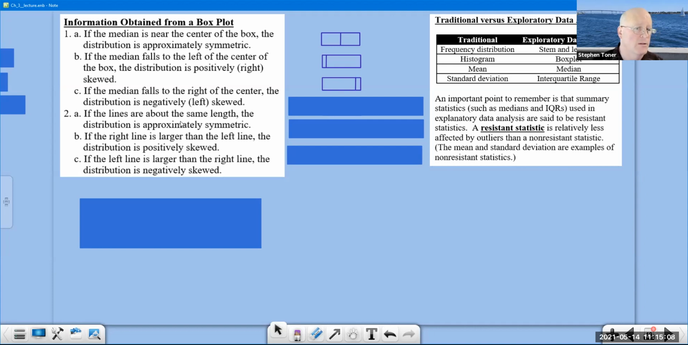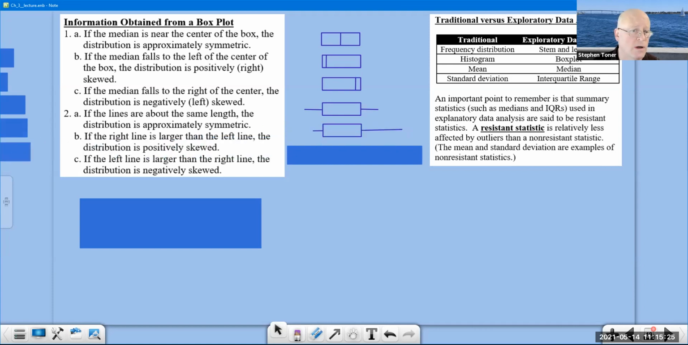Okay, now let's talk about the whiskers. If the lines that we draw are about the same length, then we say the distribution is symmetric. I've got both of these lines about the same length. If we have one whisker larger than the other, so here I've got the right whisker larger, then it is skewed to the right or positively skewed. If my left whisker is larger, then we say it is negatively skewed or skewed to the left.